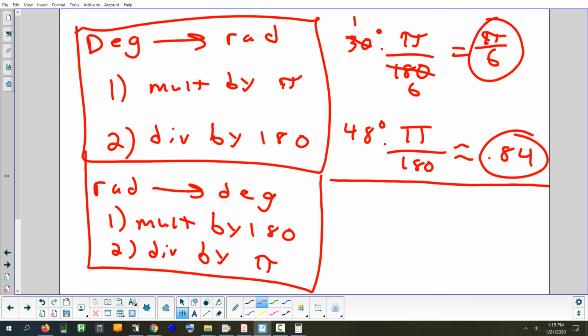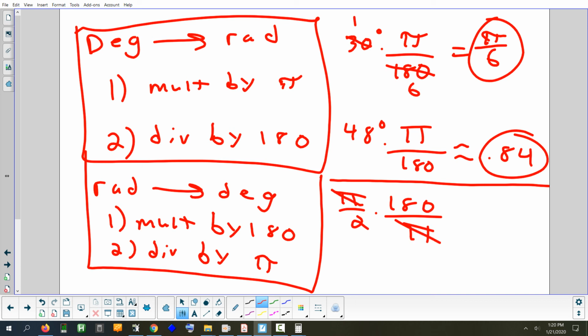Okay. And that's how we change degrees to radians. All right, last 2, I'll do it the other way. I'll change radians to degrees. So let's start with pi over 2. Step 1, multiply by 180. Step 2, divide by pi.